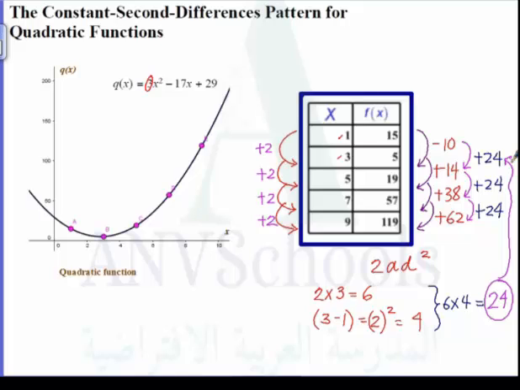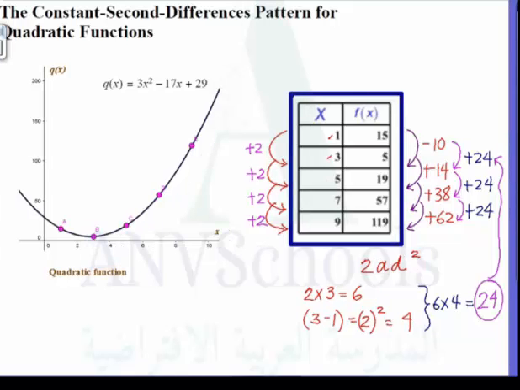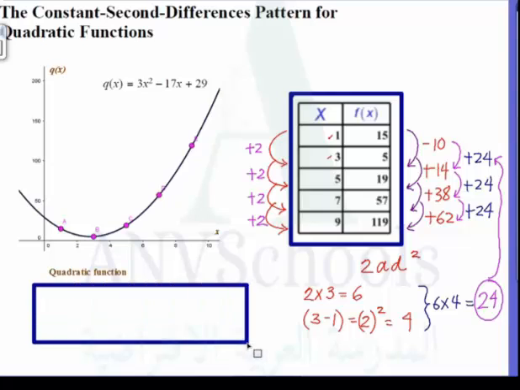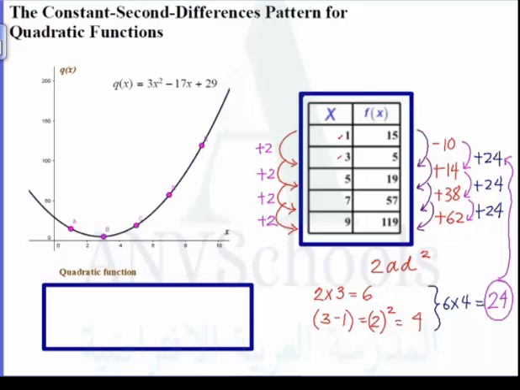So therefore, if we see a pattern of constant second differences, then this is exclusive for quadratic functions.